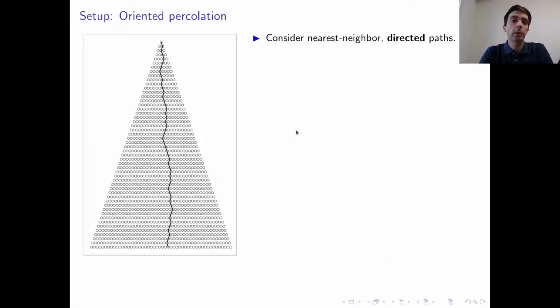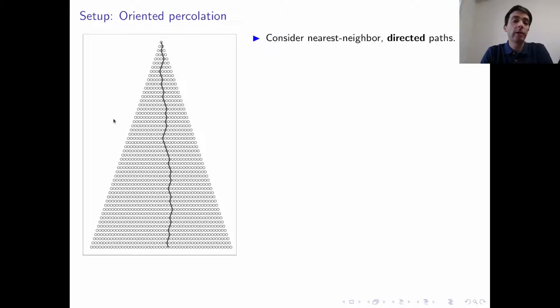Now first about the setup, and here I first want to clarify that whenever I say path, what I mean is a nearest neighbor directed path on the integer lattice in arbitrary dimension. So here there is an example in dimension 1, starting from the origin with time drawn downwards.